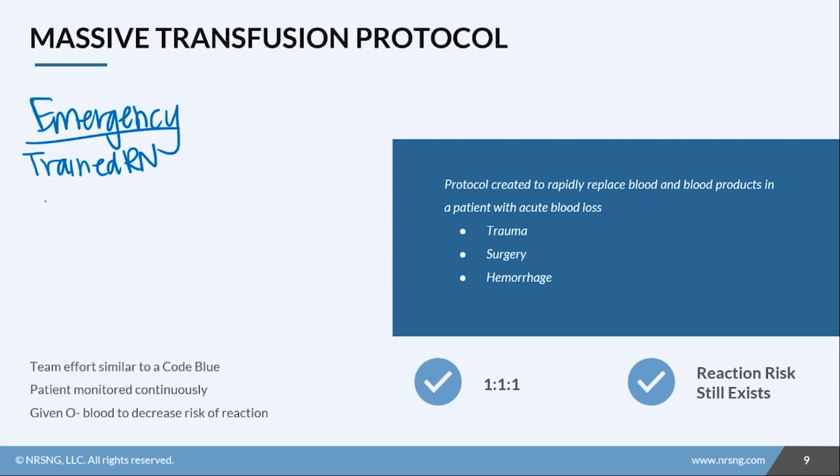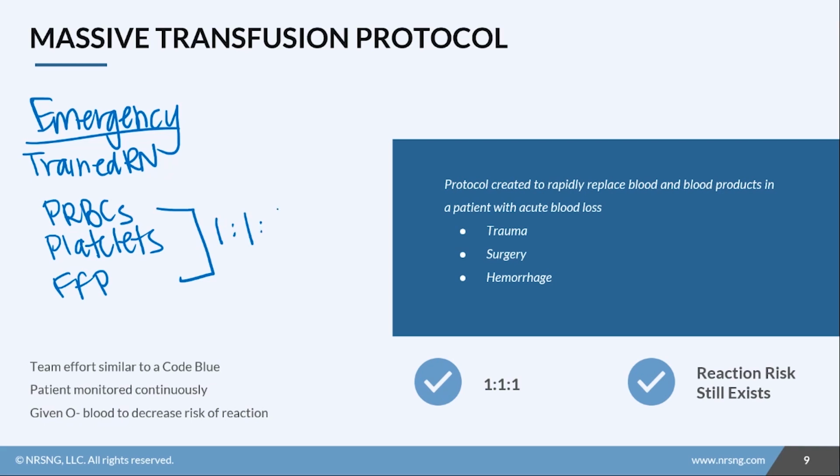In MTP, our patients are getting PRBCs, they're going to get platelets, and they're going to get FFP. So remember, because cryo, which is fibrinogen, is contained within FFP, there's no indication to give your patients cryo in MTP as well. We're going to give these things at a ratio of 1 to 1 to 1 because remember, if we just give our patients packed red blood cells, it's like pouring water into a bucket with holes in the bottom. We need to plug up those holes with our clotting factors so that our patients stop bleeding.